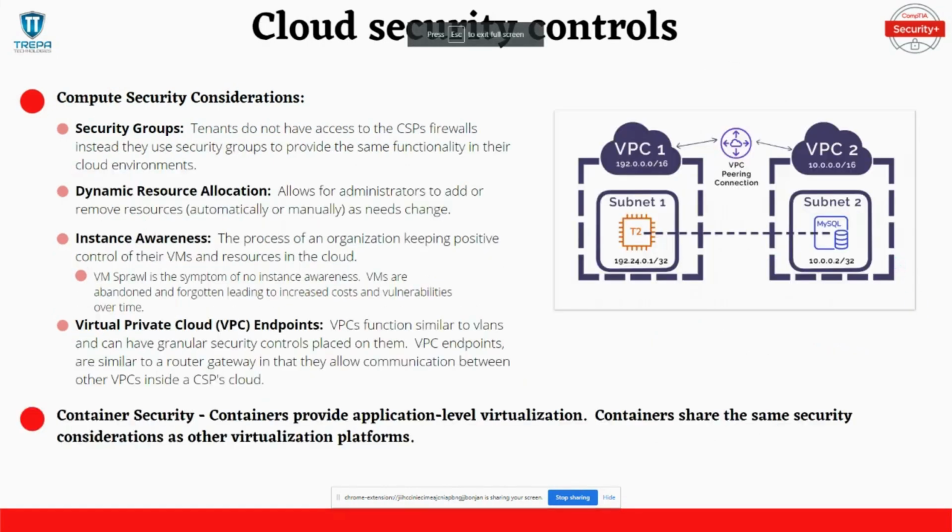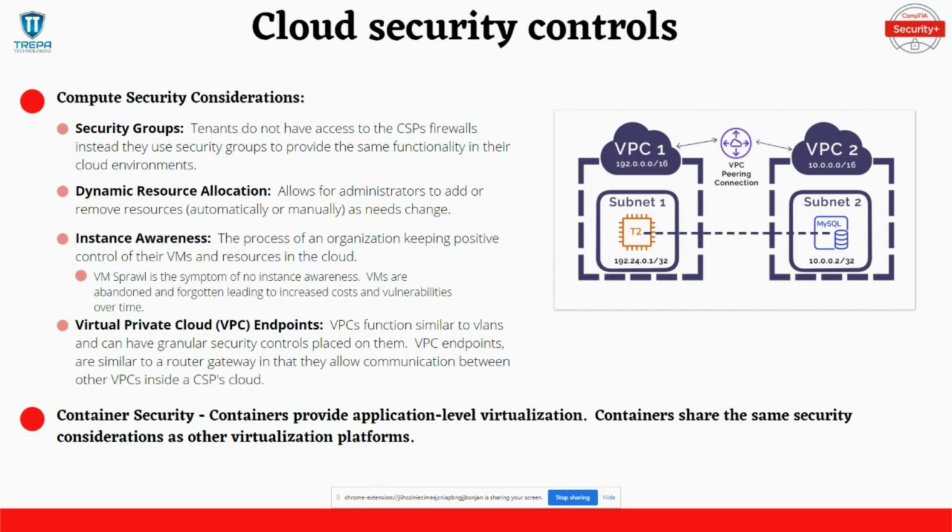We also have compute security considerations in the cloud. The cloud gives us the ability to have elasticity over our network storage and compute capabilities. This has made developing and deploying services in the enterprise much more efficient and cost effective. However, as security practitioners, we cannot forget security fundamentals when operating in the cloud. Security groups can be used to replicate firewalls on your organization's cloud resources. Dynamic resource allocation allows administrators to add or remove resources as needs change.